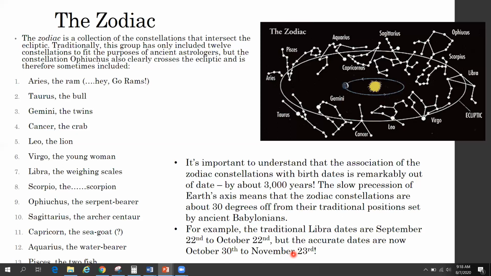So you can see why this is just one way in which astrology is described as a non-scientific practice. But again, sometimes it's just kind of fun to think about that sort of stuff.